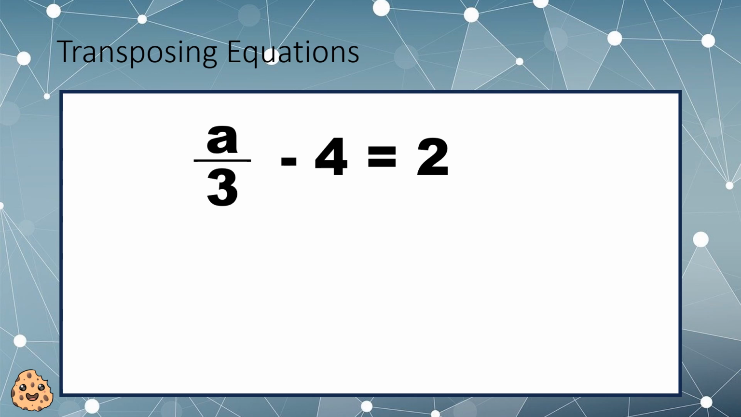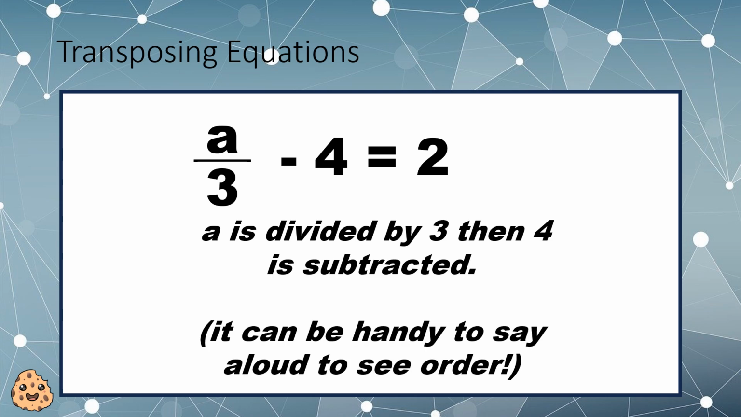Okay, as from before with our example, it can be helpful to read it out loud to realize which order of the steps you need to do. Remembering, we want to get rid of things, in a sense, furthest away from our variable, in this case, a, first. So, if we read it out loud once more, we have a is divided by 3, then 4 is subtracted. This can be helpful as it allows us to see which step is the furthest away, as it's first divided by 3, then 4 is subtracted. So we're going to get rid of the subtract 4 first.